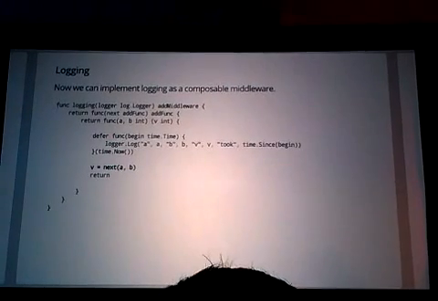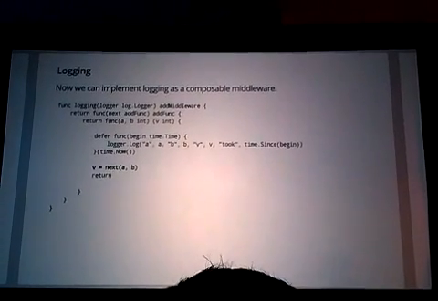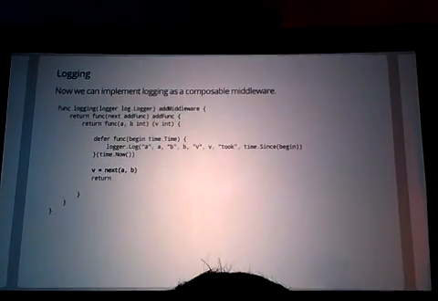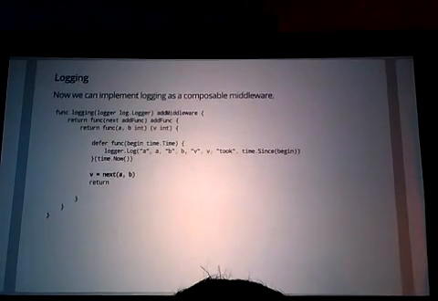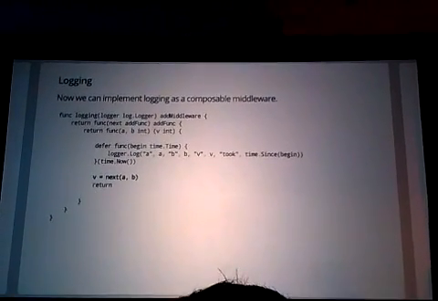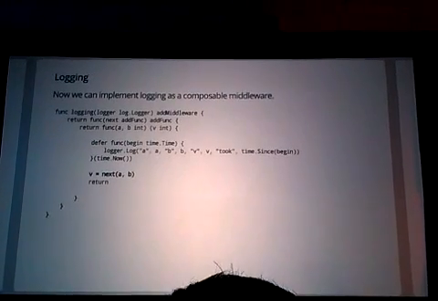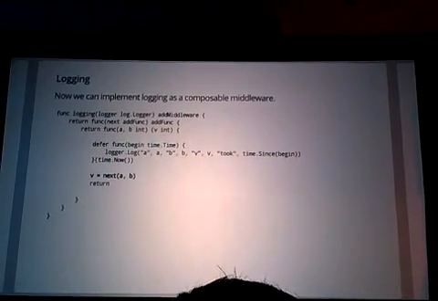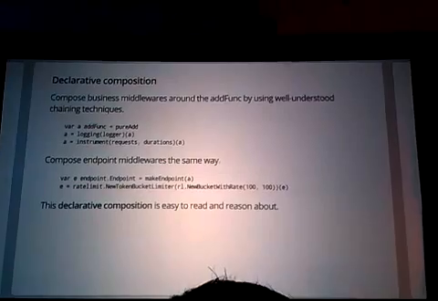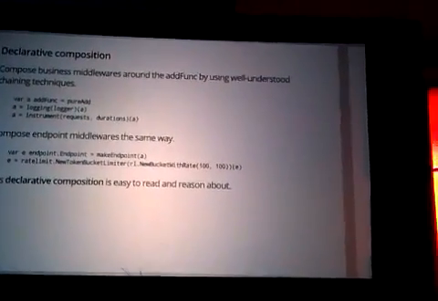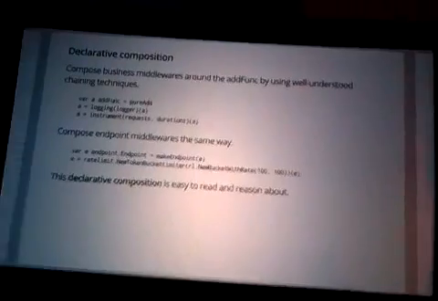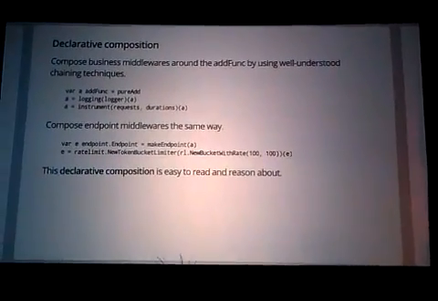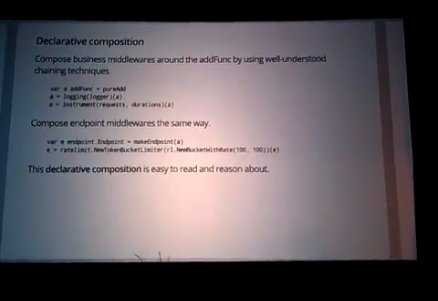But then once you're in there, you have access to all these interesting bits, right? So we can defer a function that's going to log all the parameters and how long the request took, and then invoke the thing that we're wrapping and then return. And this is a really powerful pattern, as it turns out. It enables this thing that I call declarative composition. It allows us to compose business middlewares around the add function by using these well-understood chaining techniques. Here I spell it out, but there are helper methods that do this a little bit nicer too.